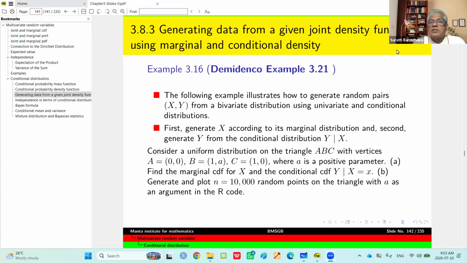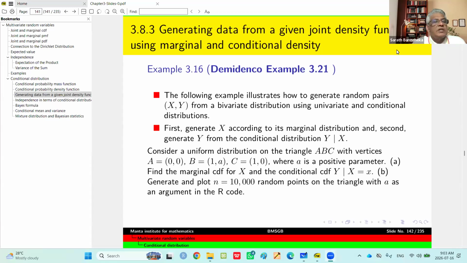And then we looked at the common definition of independence of two random variables. Under that, we discussed the expectation of the product of two independent random variables and also the variance of the sum of two independent random variables. And then we looked at several examples combining all those topics.